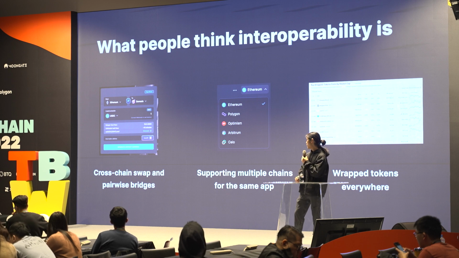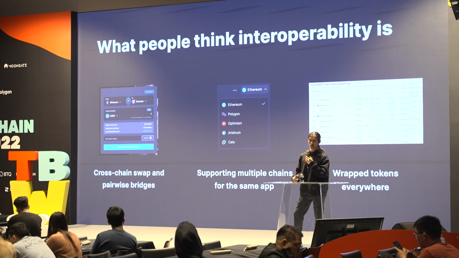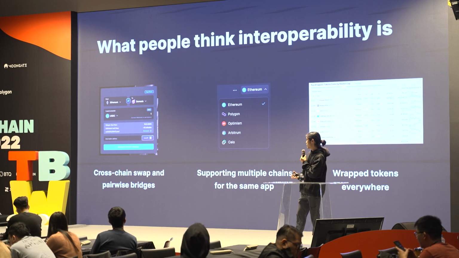standpoint. And then also with interoperability, people imagine it just like Uniswap, where they deploy the same contract on a bunch of different chains. It's not really interoperable. It's just the same app cloned on a bunch of different chains, and you can have the same experience, but using a different network. Not really interoperability.